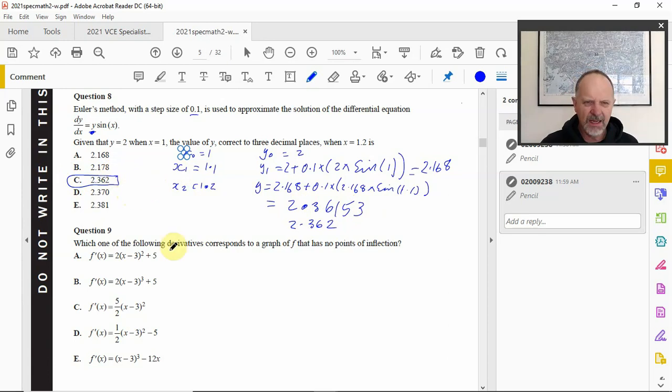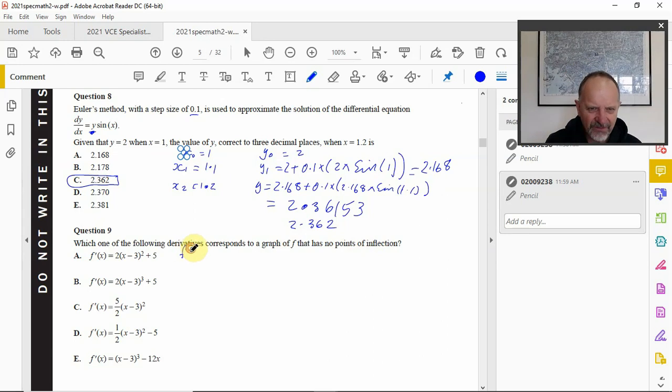All right. Next, which one of the following derivatives correspond to a graph that has no points of inflection? No points of inflection. So it could have turning points, but it can't have points of inflection. So what we need to do is see what's going on with the second derivative. Because if there's no points of inflection, the second derivative will always be either positive or always be negative. All right, so we need to have a look and see what the second derivative is.